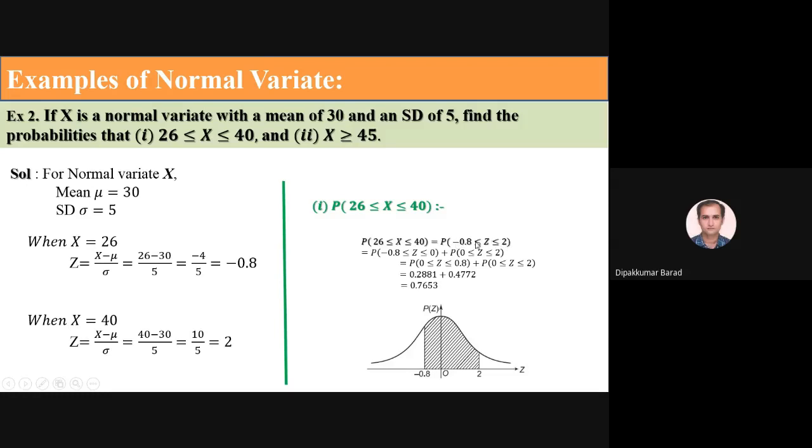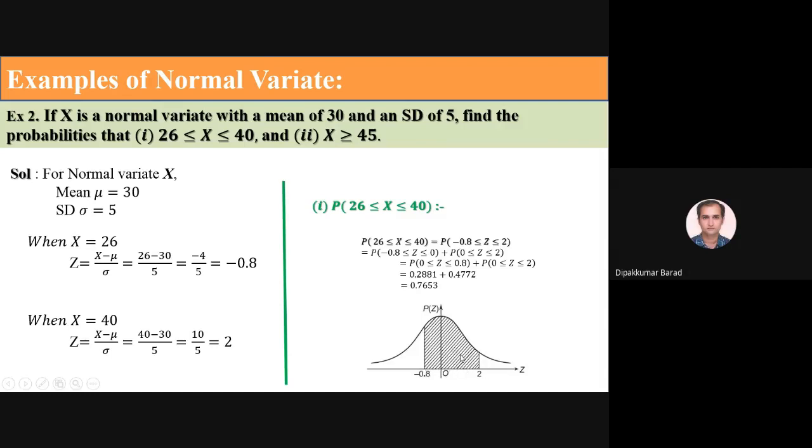So the probability of z greater than or equal to minus 0.8 and less than or equal to 2. Now how to deal with this? Z in between minus 0.8 and 2 means this area we want to find out. Here we have minus 0.8 and 2. All this area we want to find out.